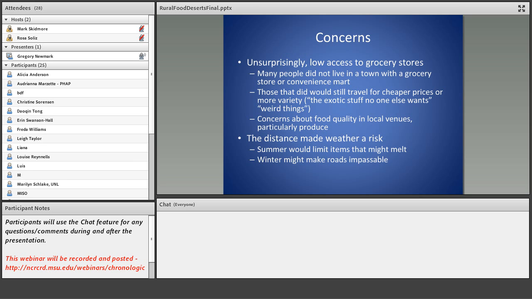And another issue that really came out was that the distance made weather a significant risk to food access in a way that we hadn't really anticipated. So people would talk about how in the summer they wouldn't buy ice cream, or they would be concerned about buying even chicken because on the trip home it would just get too hot in the car and might go bad. And conversely, in the winter, particularly in North Dakota, the storms might make roads impassable, and therefore increase the potential stress regarding food access for people in those communities.